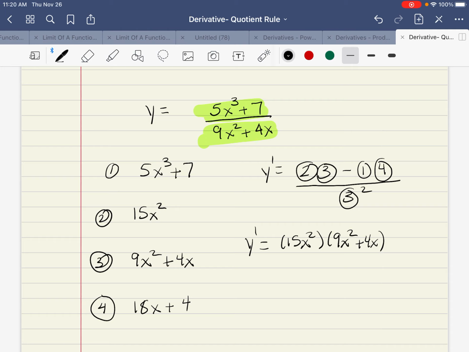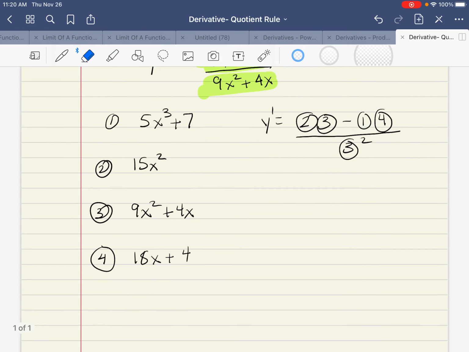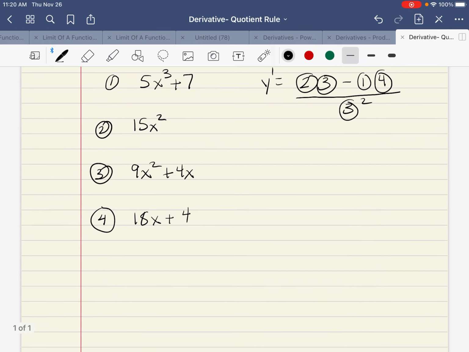Actually, I'm running out of room here, so I'm just going to give myself a little bit more room. Okay. So 2 times 3, so 15x squared times 9x squared plus 4x. Subtract 1 times 4, so 5x cubed plus 7 times 18x plus 4.